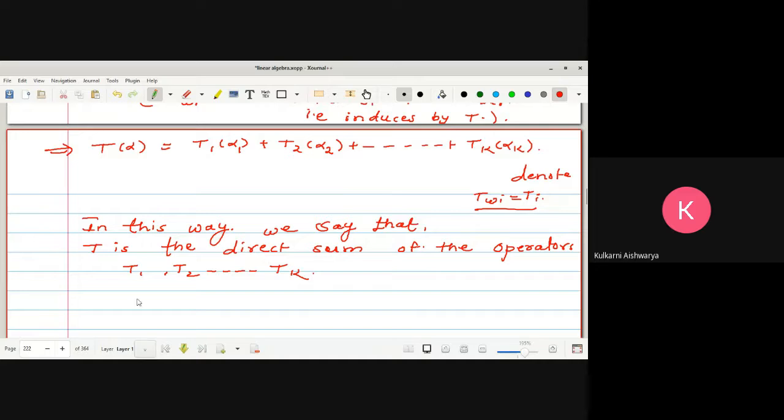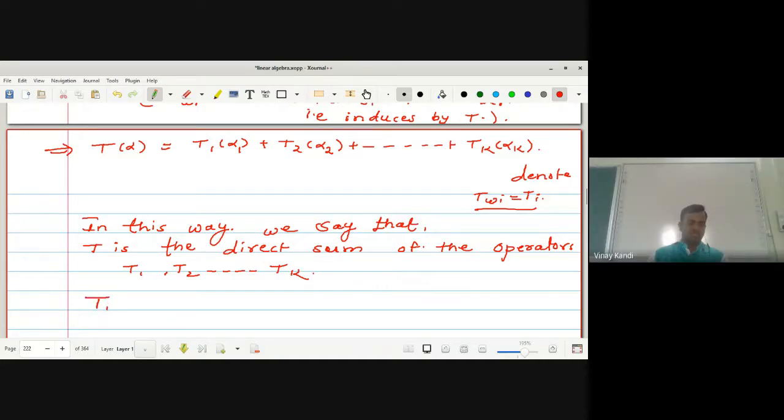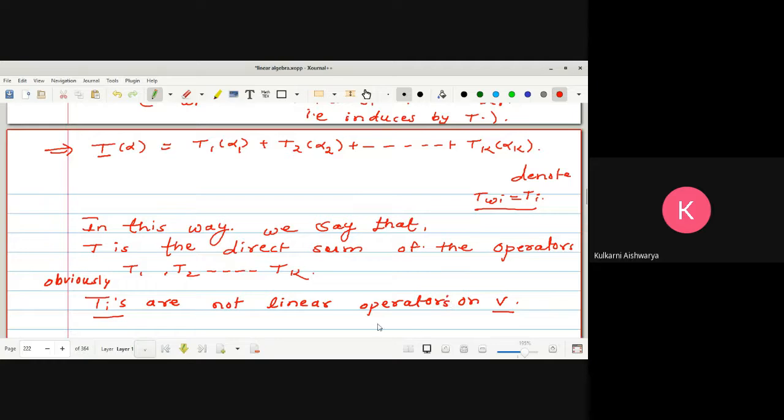No, sir. And obviously, these Ti's are not linear operators on V. How did this come? T is linear but Ti's are not linear on V. Why? Because it is a restriction. Yes, yes, correct.